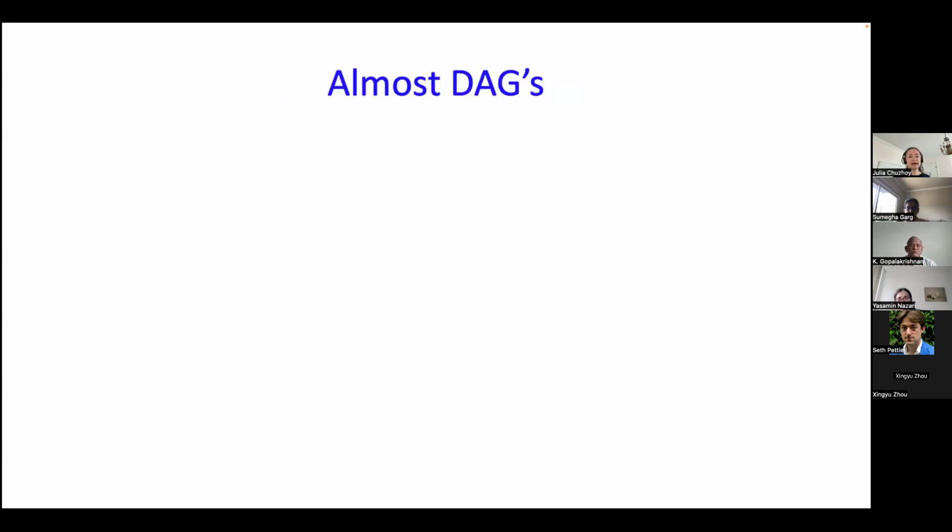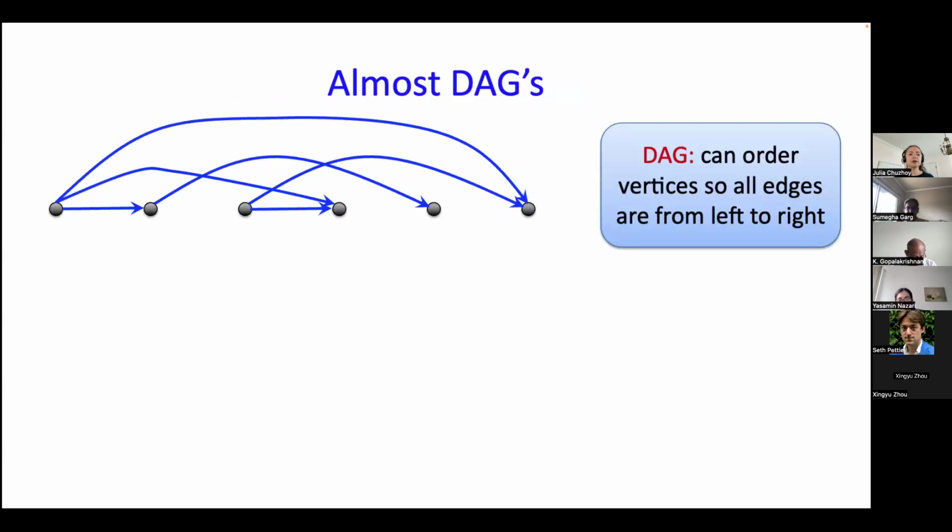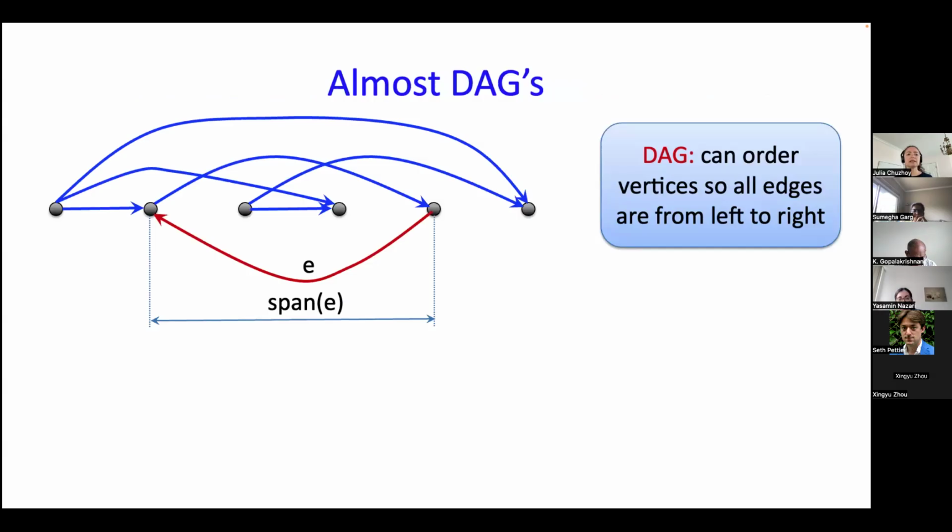So first of all, what's a DAG? A DAG is a directed acyclic graph. So it's a directed graph that has no cycles. In other words, I can order its vertices from left to right so that all edges are directed from left to right. What's an almost DAG? In an almost DAG, we allow some right to left edges. And I'm going to say that the span of this edge is the distance between its endpoints in this ordering. So this is how many vertices lie between the endpoints of this edge plus 1. In this case, the span is 3.